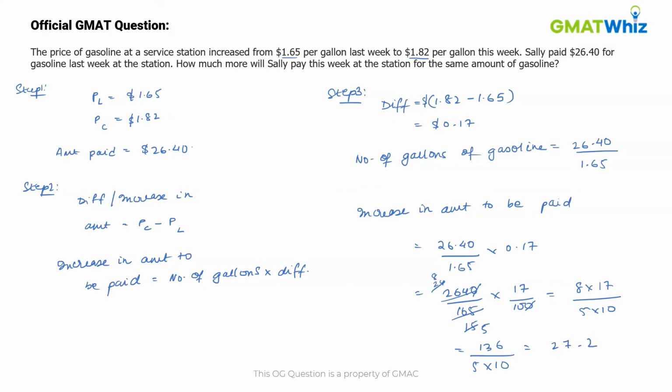However, since there is another 10 in the denominator, we move the decimal point towards the left, and therefore the answer is $2.72. So this week Sally will pay an additional $2.72 for the same amount of gasoline that she purchased. Hence the correct answer is option D.